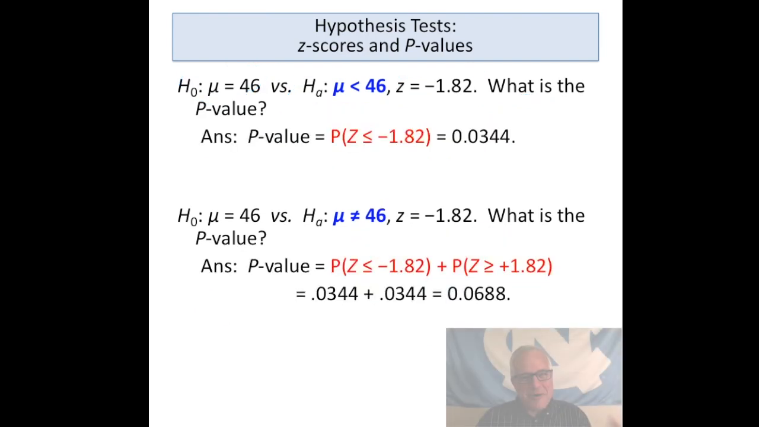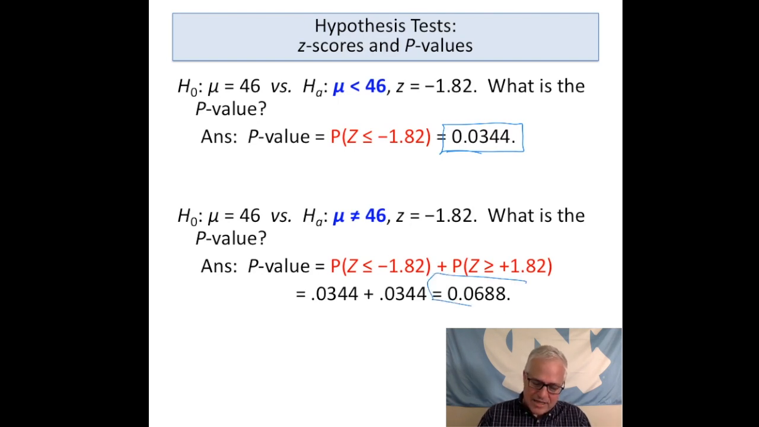And hang in there, we're approaching the end of this lecture. So that answer was 0.0344. It was less than 0.16, a lot less it turns out. And for the two-sided test, the answer was exactly twice that. So here's a good example.